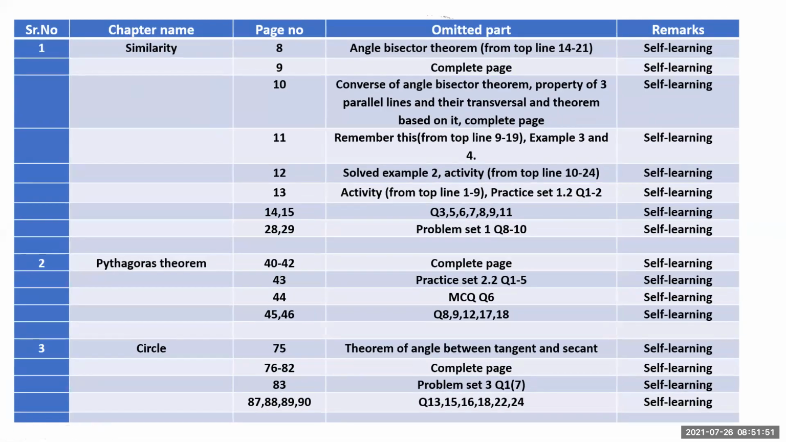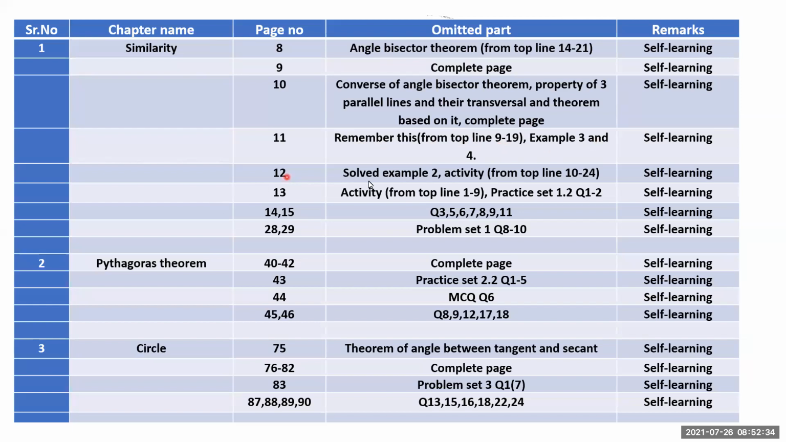Now see here, chapter number 1, similarity. If you go to page number 8, your angle bisector theorem from top line 14 to 21. Then page number 9, complete page. Page number 10, you've got converse of angle bisector theorem, property of three parallel lines and their transversal, and theorem based on it, complete page. Page number 11, from top line 9 to 19, example 3 and 4.